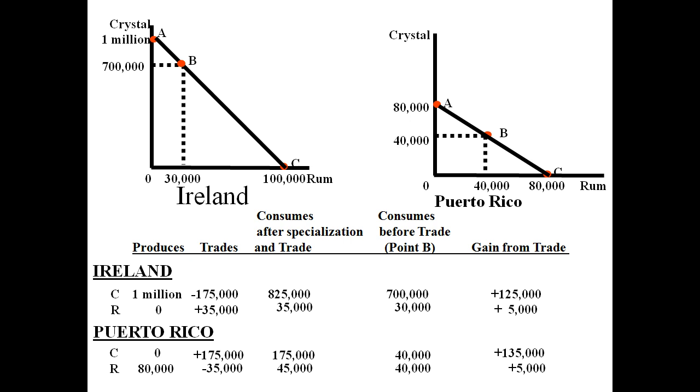And the reason that happened is because these two countries were trading off at a 5-to-1 margin. And because that 5-to-1 margin was between the 10-to-1 margin that Ireland was trading off at and the 1-to-1 margin that Puerto Rico was trading off at, both countries are going to become better off. So if the trade is done at a margin that's between the margins at which countries are trading off on their production possibilities curves, then both countries will become better off after the trade.